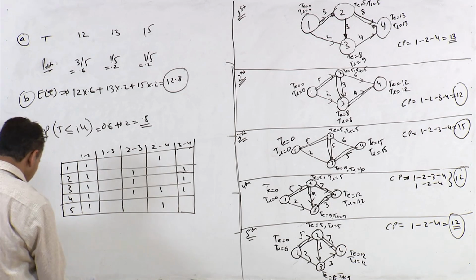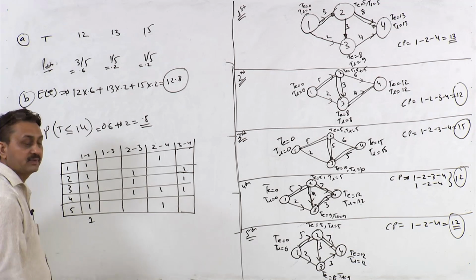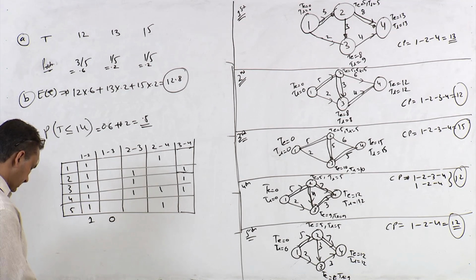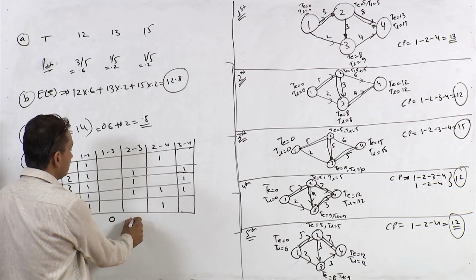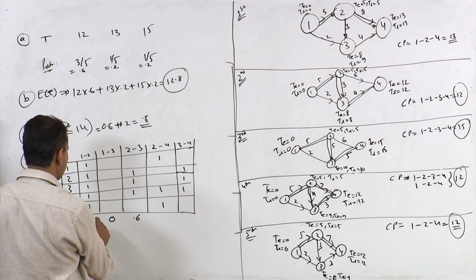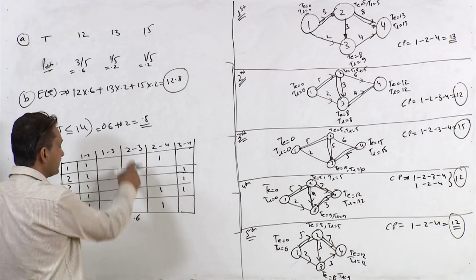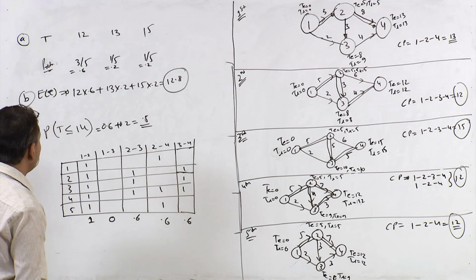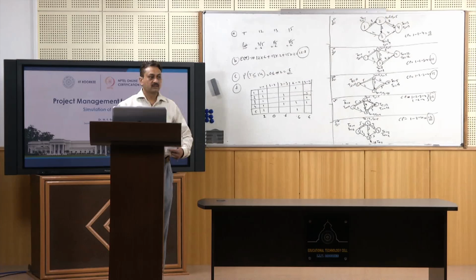So, out of 5 times this was critical 100% of the time. This was not critical even once. Out of 5 times this was critical for 3 times, which means 0.6 is the critical index. In other words, 60% of the time this would be critical, this also 0.6 and this also 0.6. So, this is the fourth part of this particular question.